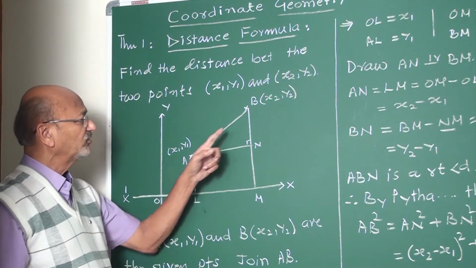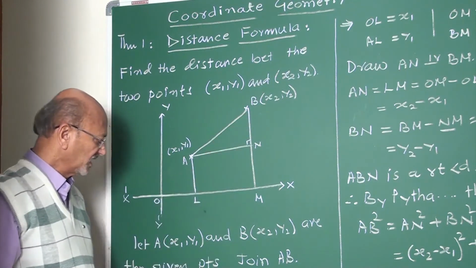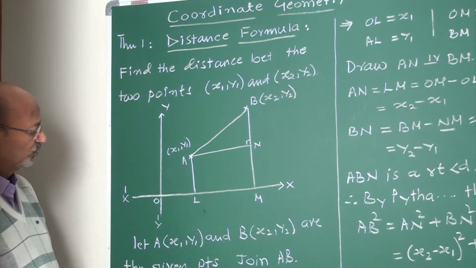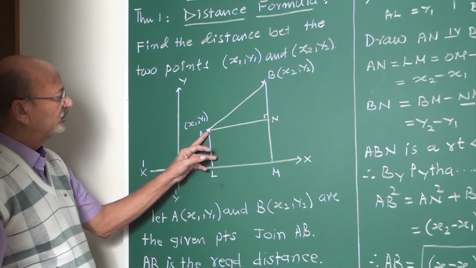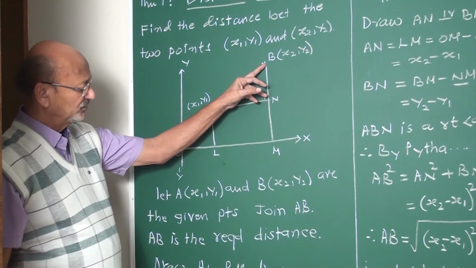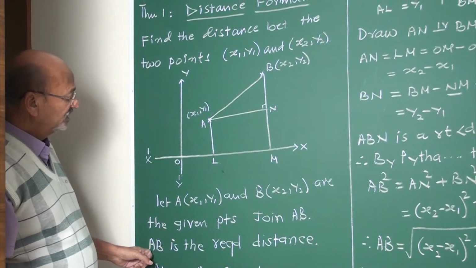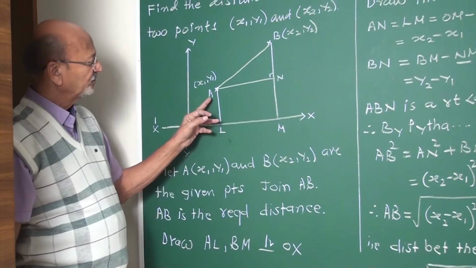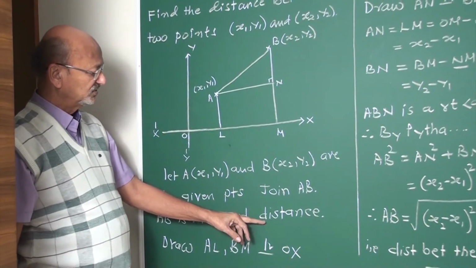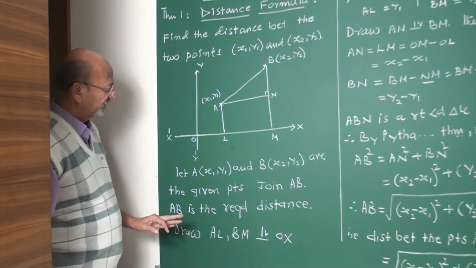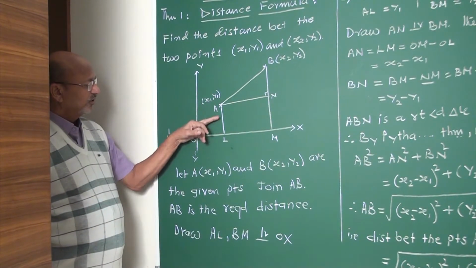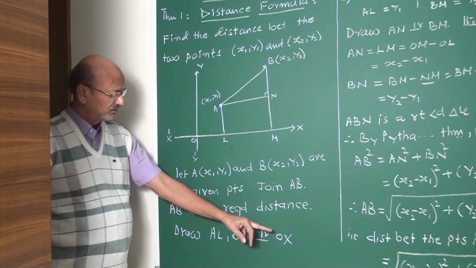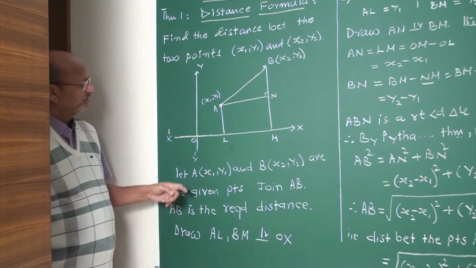Yes, my friends. Let A (x1, y1) and B (x2, y2) be the given points. We want the distance between A and B. Join AB. That AB itself is our required distance between the two points A and B. Next, construction: draw AL and BM perpendicular to OX.